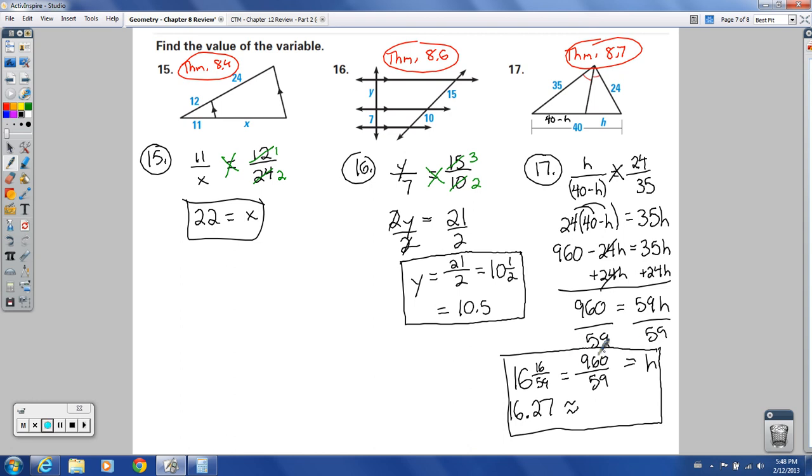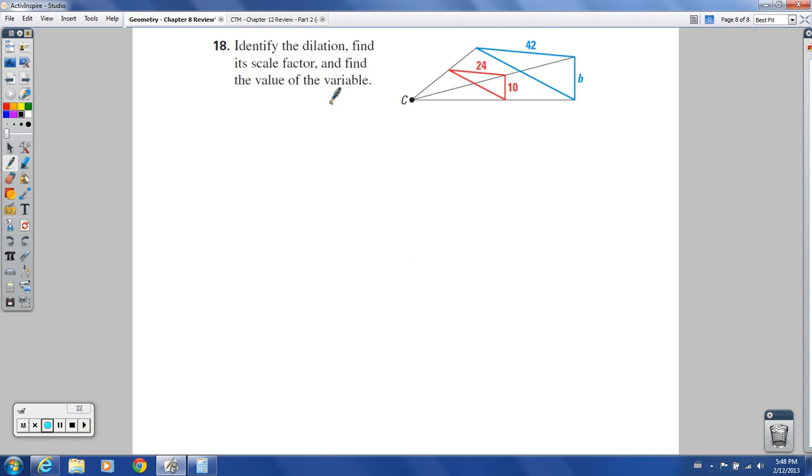And then number 18. Number 18 dealing with dilations. Number 18 looks like this. Identify the dilation, find its scale factor, and find the value of the variable. So being consistent with the way the book had things, they were going from blue to red. So this is getting smaller, therefore it's a reduction. So that's identifying the dilation. It's a reduction rather than an enlargement. So reduction, it's getting smaller from blue to red.